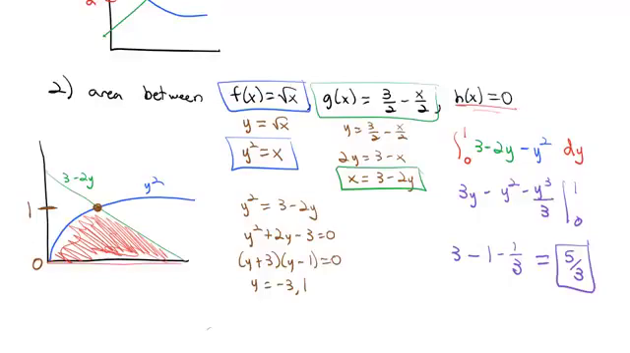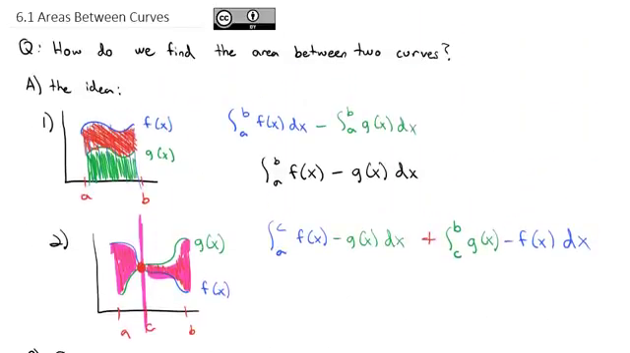And so sometimes we're going to find it's easier to integrate with respect to y. Sometimes it's easier to integrate with respect to x. But the idea is exactly the same. If we want to find the area between two curves, all we need to do is take the integral and subtract the two functions.